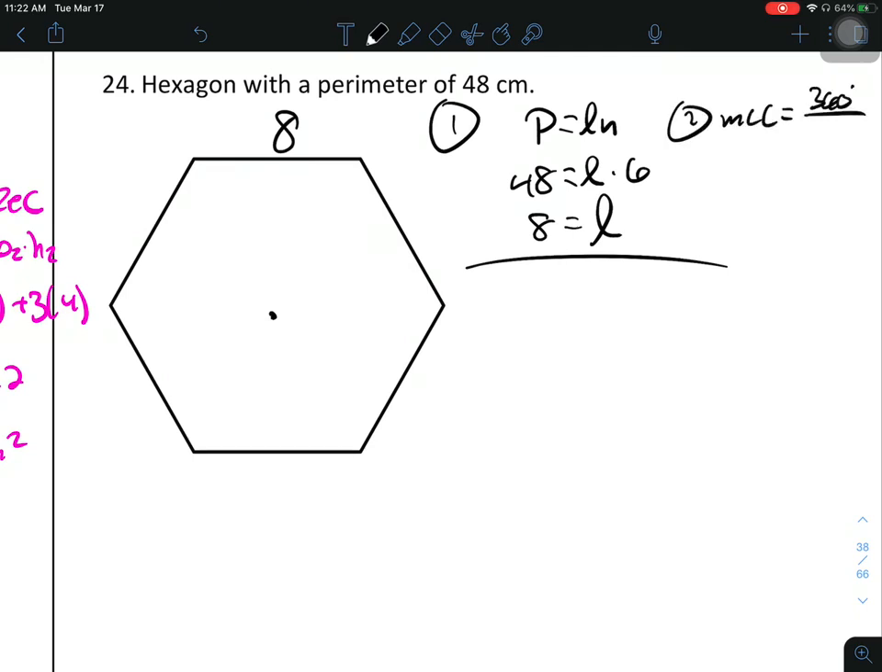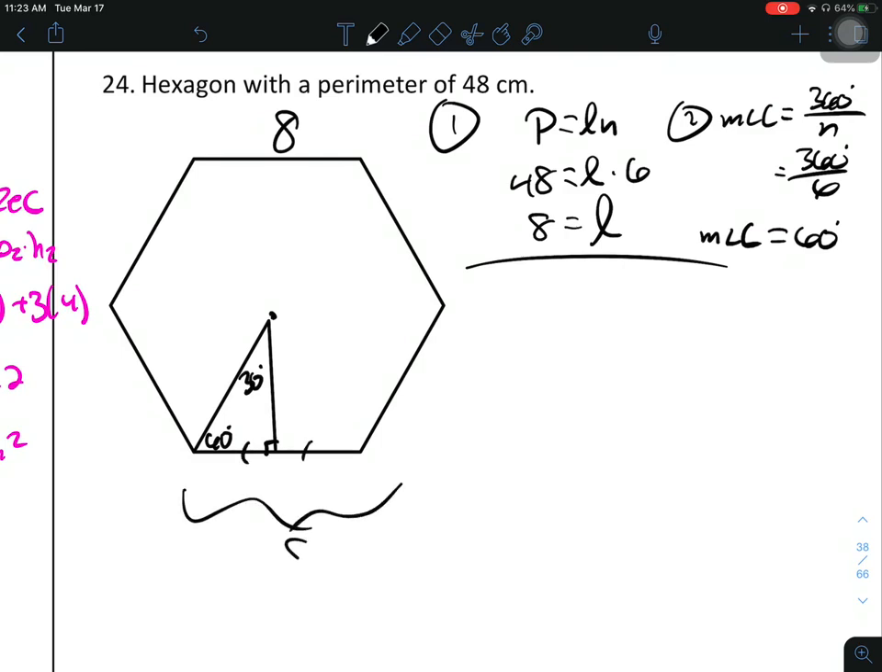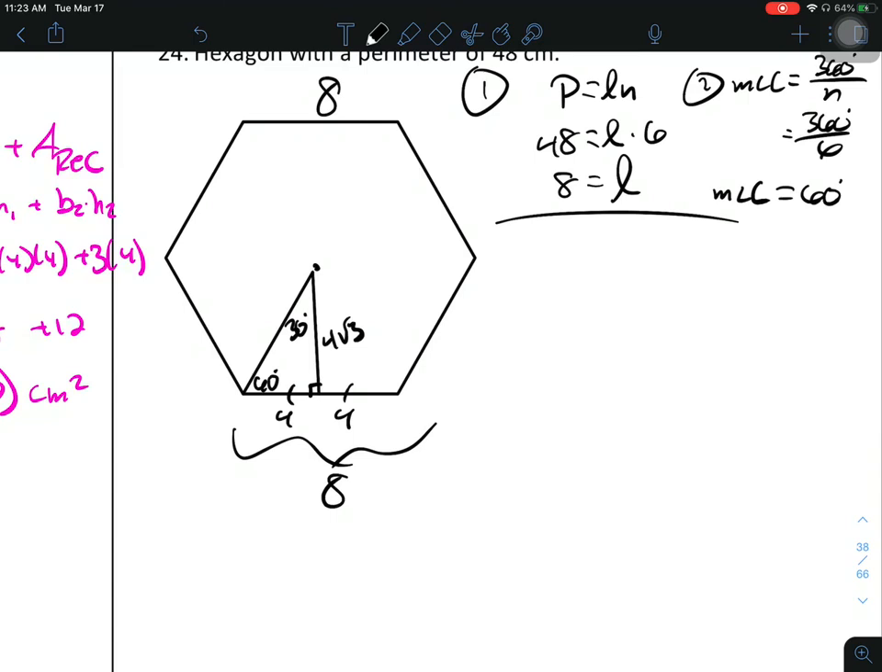Central angle is 360 divided by the number of sides. This has 6 sides, so that's 60 degrees. So if that's 60, a radius and an apothem always cuts that central angle in half, which makes it 30, which makes this a 30, 60, 90. And if this whole length is 8 and it's being cut in half, each of these halves have to be 4. And a 30, 60, 90, the long leg is the short leg times the square root of 3. So that is what the apothem is.